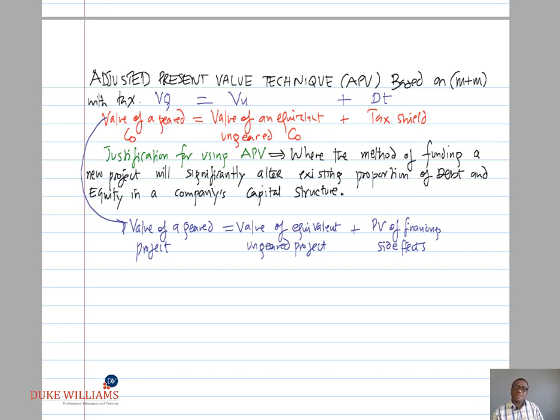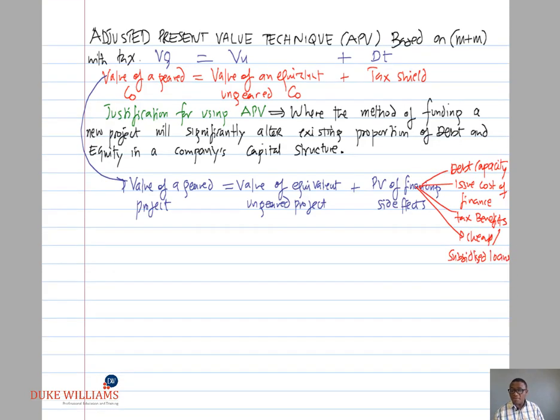These are the pointers to the use of this model. Now, one of them could be things like debt capacity being offered by the project, issue costs of finance, and then tax benefits, and then things like cheap or subsidized loans. So we'll be looking at all this: cheap or subsidized loans, issue cost of finance, the moment you begin to read this from a question, then is a pointer to the use of the adjusted present value technique.